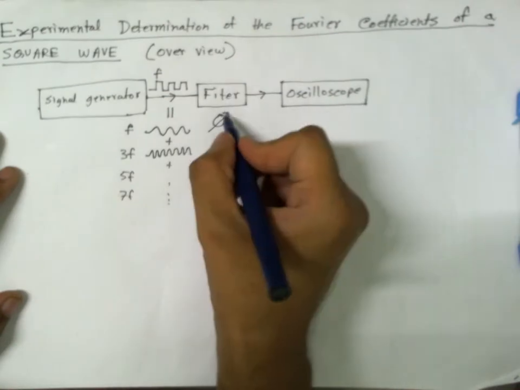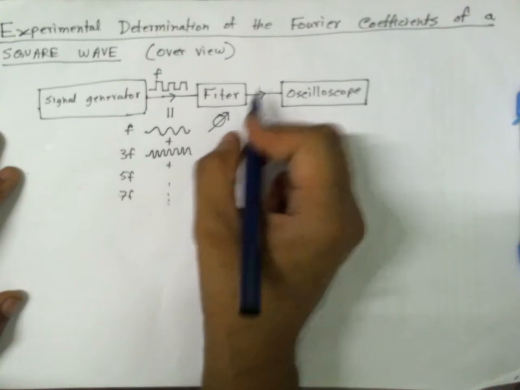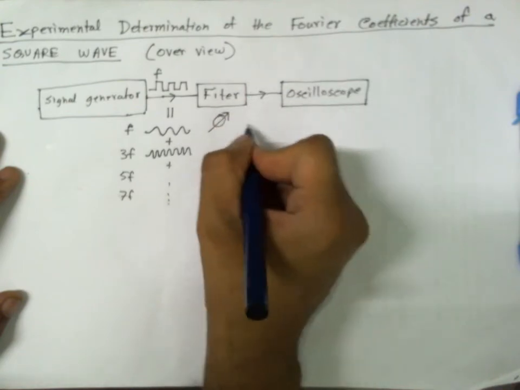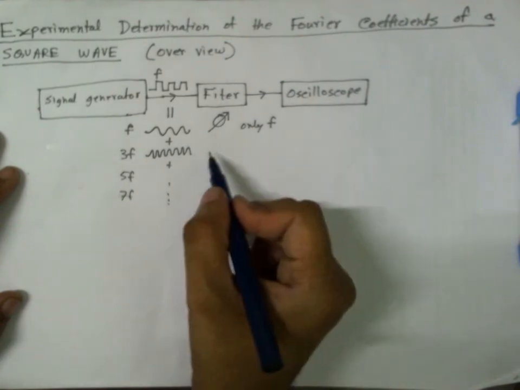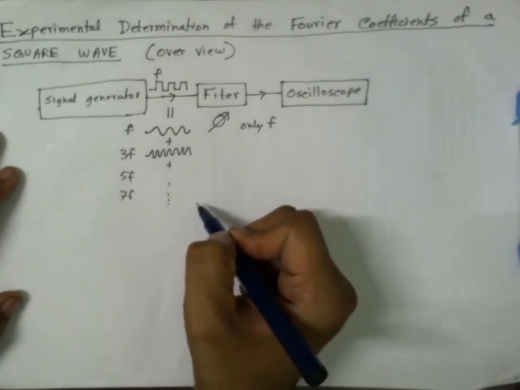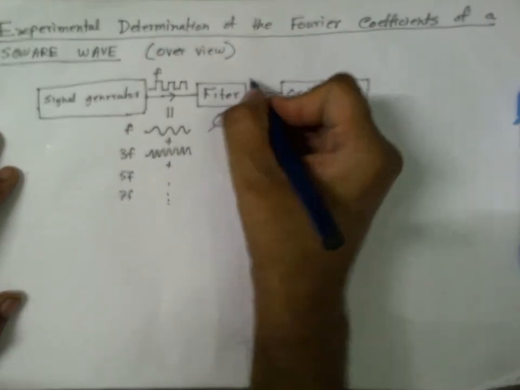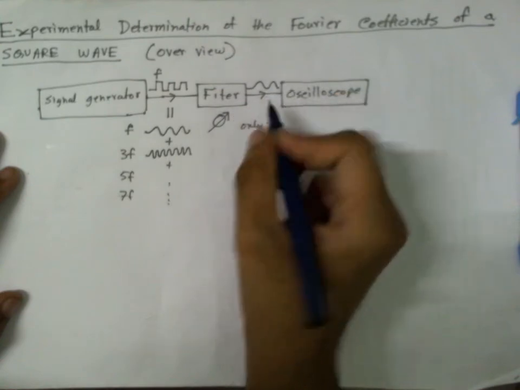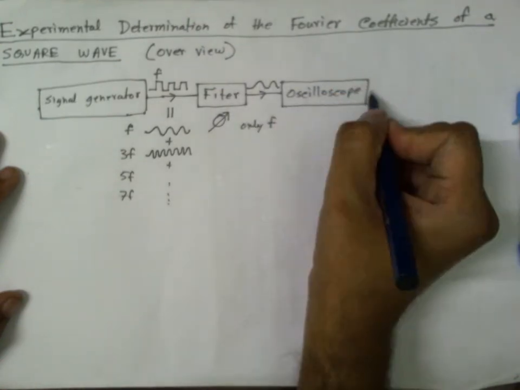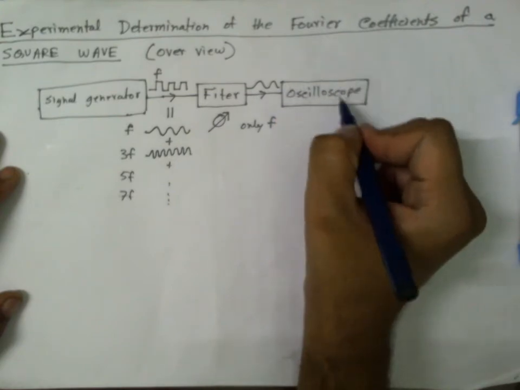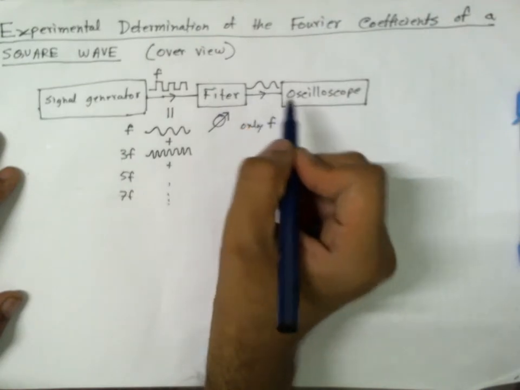Now I will tune this filter so that it passes only the frequency f, and all other frequencies 3f, 5f, 7f, etc. are blocked. Then only the first harmonic will be passed, and I can measure the amplitude using this oscilloscope, and that amplitude will tell me how much of the first harmonic is present.